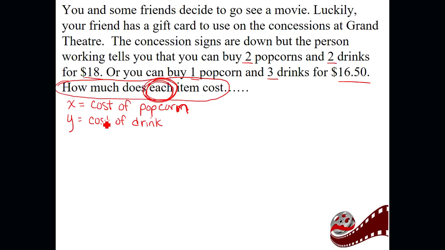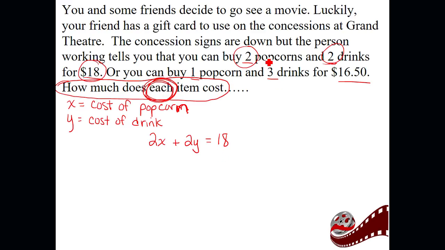So what we're talking about here is setting up equations that will help us solve for this. Let's go ahead and read back through those underlined parts here. The person working tells you you can buy 2 popcorns and 2 drinks for $18. So if I was going to turn that sentence, just this one, 2 popcorns, 2 drinks, $18, into an equation, it might look something like this. 2 times the cost of the popcorn plus 2 times the cost of a drink will add up and make $18.